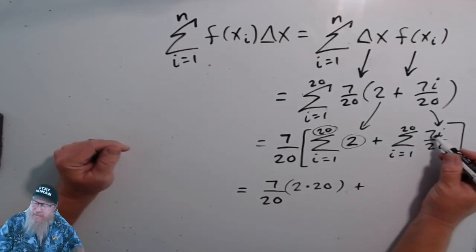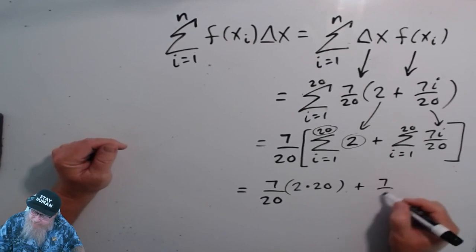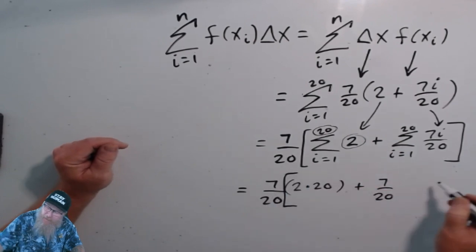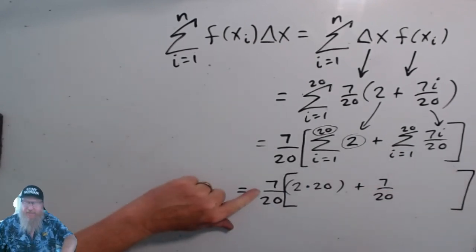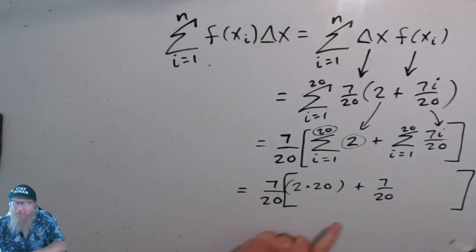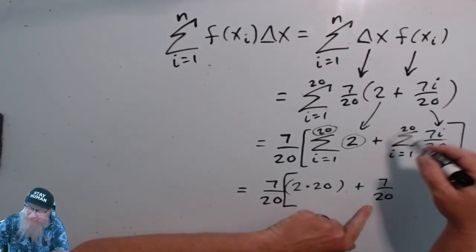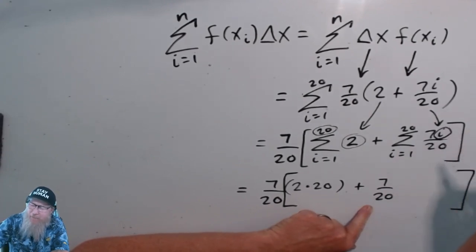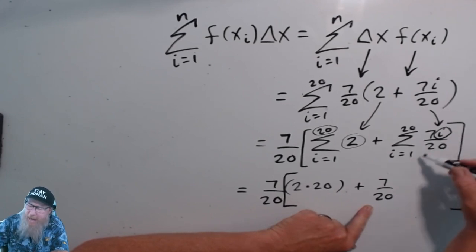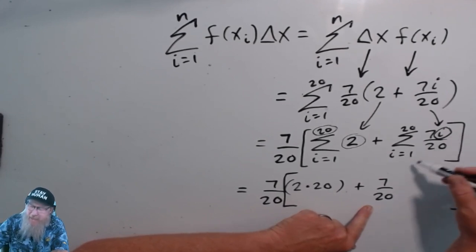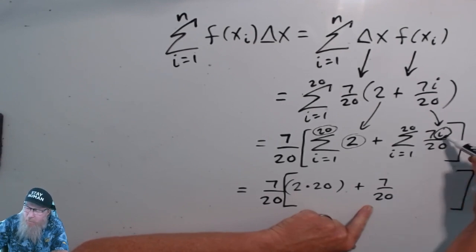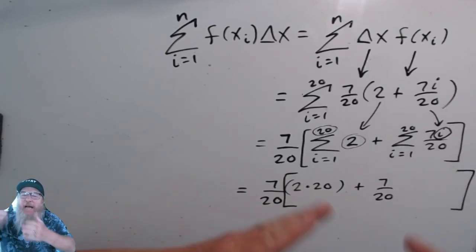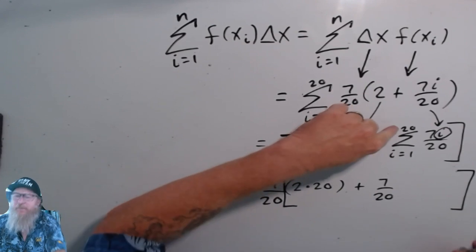Here we have 7 over 20. Oh, and by the way, got to have these brackets here because this 7 over 20 is different than this one. So this 7 over 20 only affects this second summand. And then I have the summation of i. So this is 1 plus 2 plus 3 plus 4. So i is equal to 1, and then i is equal to 2, and then i is equal to 3. So the i is getting larger and larger all the way up to 20.